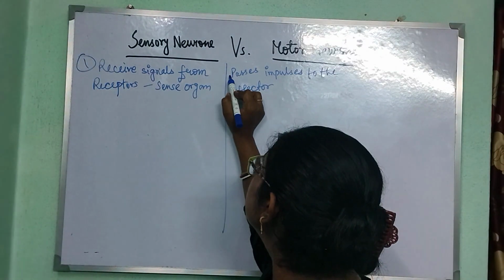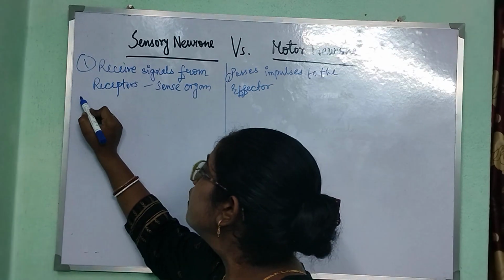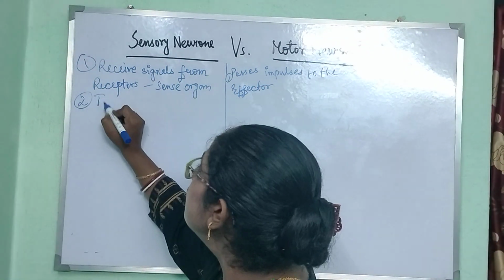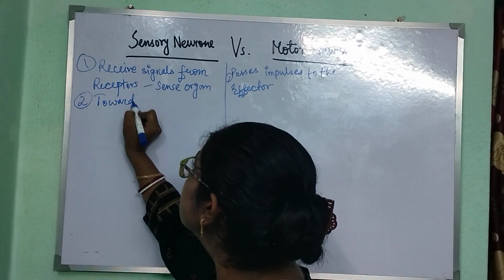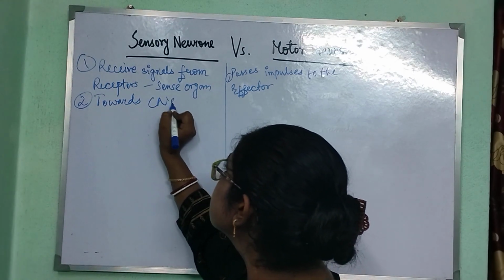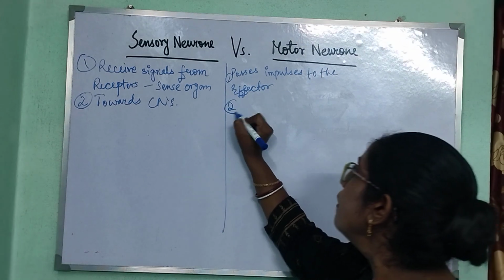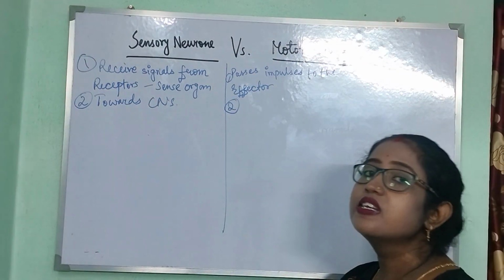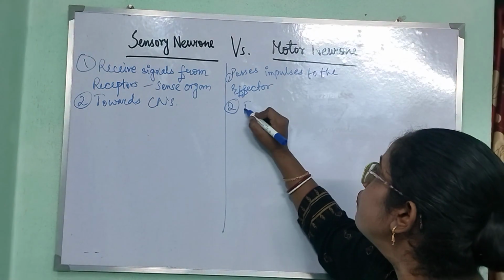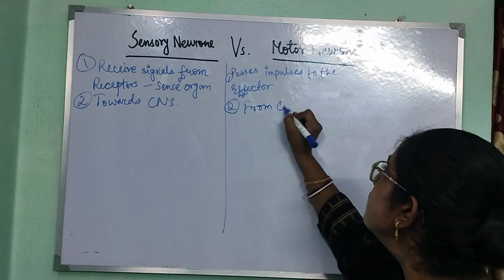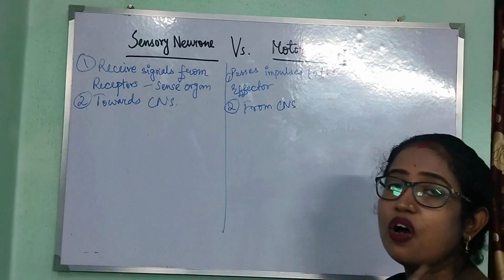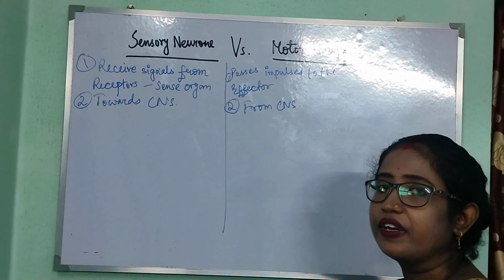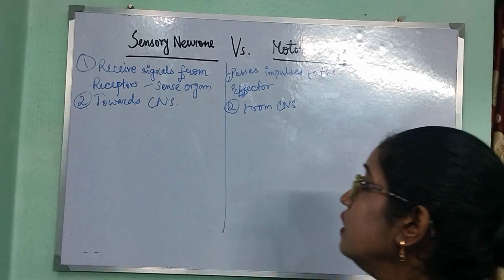The sensory neuron transmits the signal towards the CNS, whereas the motor neuron carries the impulses from the CNS, meaning it carries the order that is given by the CNS toward the effector organ.